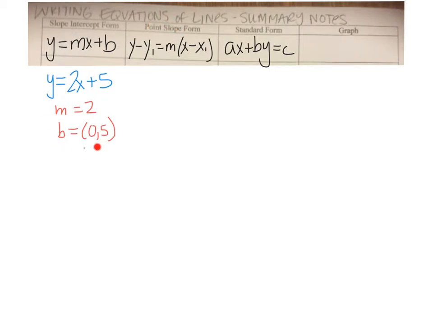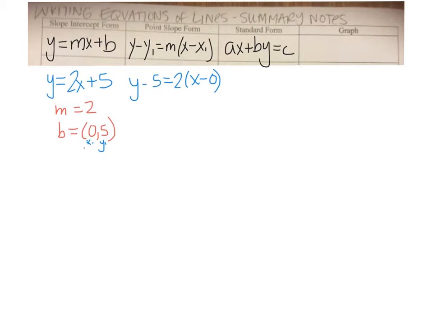I can use what's given here to write this equation in point-slope form, because this is a point and this is the slope. So if I plug those values into point-slope form, here's what I get. If I use this as my x1 and my y1, I'll get y - 5 = 2(x - 0). And take a look what I did. The m was my 2, and then my x1 is 0, and my y1 is 5.